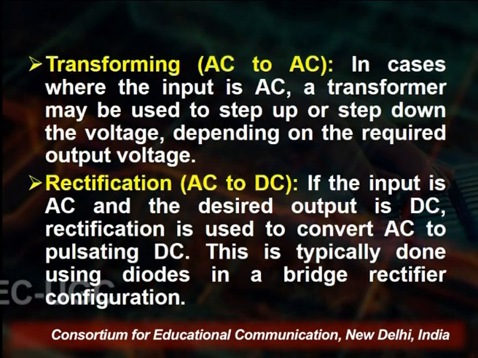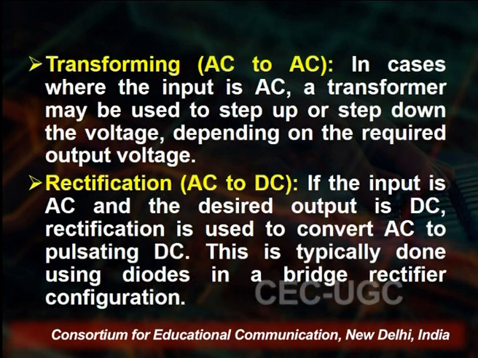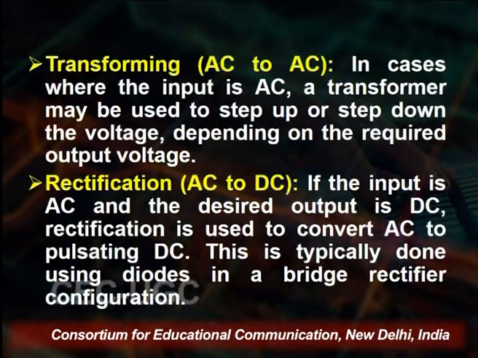Input we are giving is AC and output we are getting is DC. So rectification is used to convert the AC to pulsating DC. This is typically done using a diode or a bridge rectifier configuration. This means when we use AC to DC conversion, then we use the bridge rectifier.